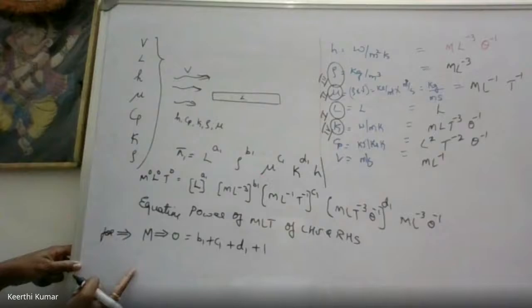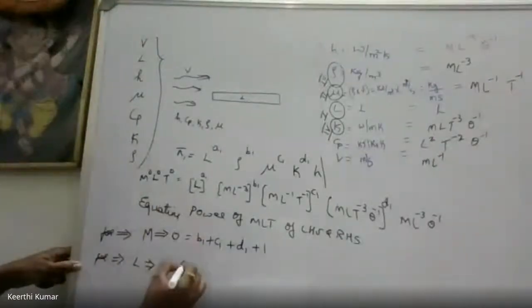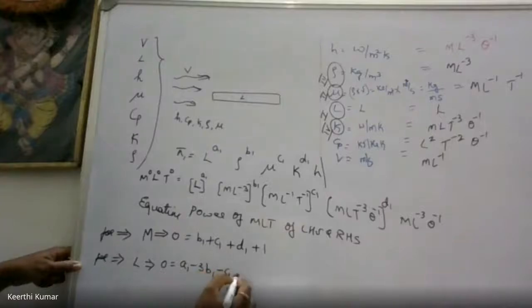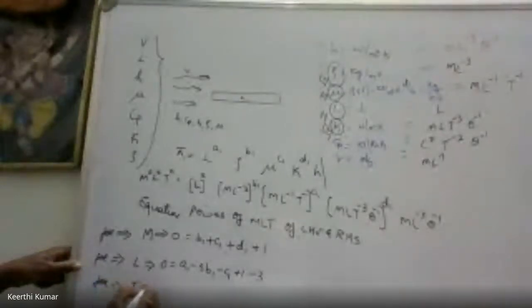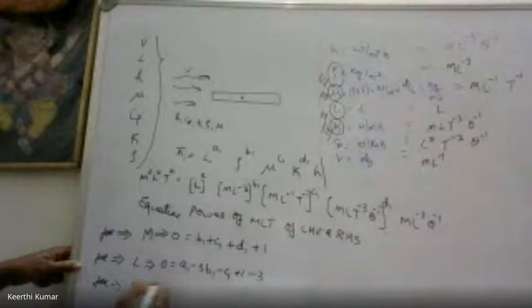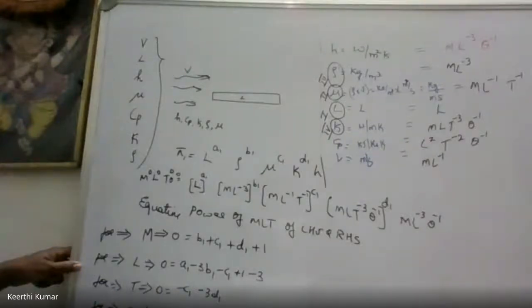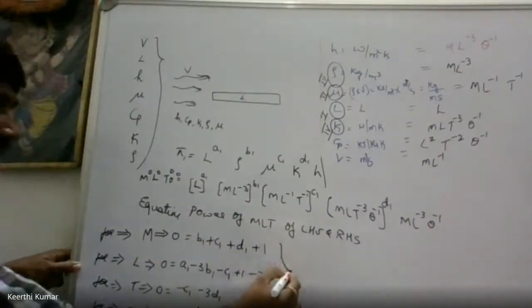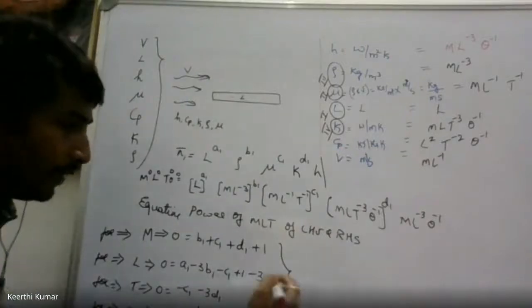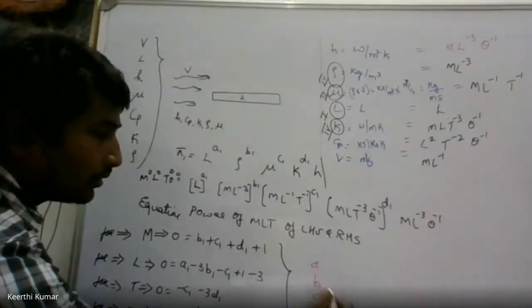For L, you write down the equation. Left hand side is 0, a1 minus 3 b1 minus c1 plus 1 minus 3 d1. And for T, 0 equals minus c1 minus 3 d1. Theta to the power of K, that also is here. For theta, this side it is 0, and on the other side, where is theta? Theta is equal to minus d1 minus 1. So by using these equations, you find out the a, b, c, d values.